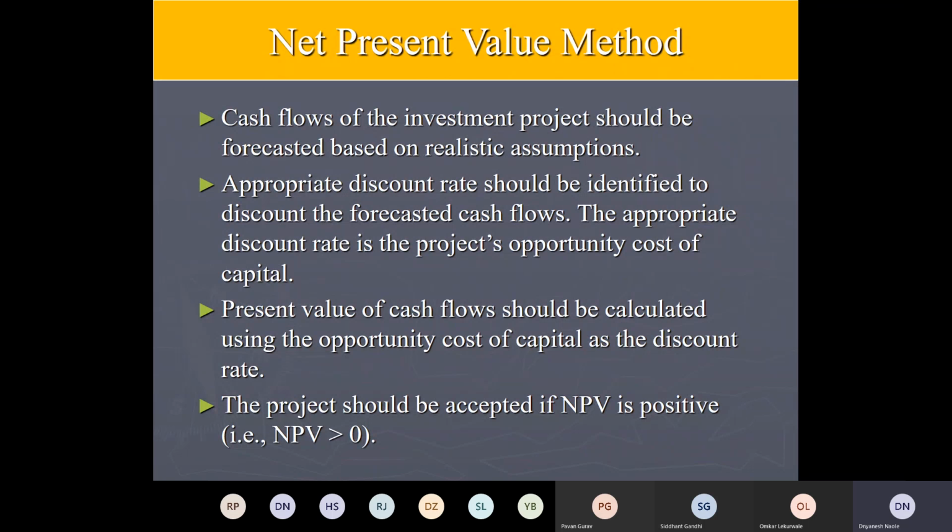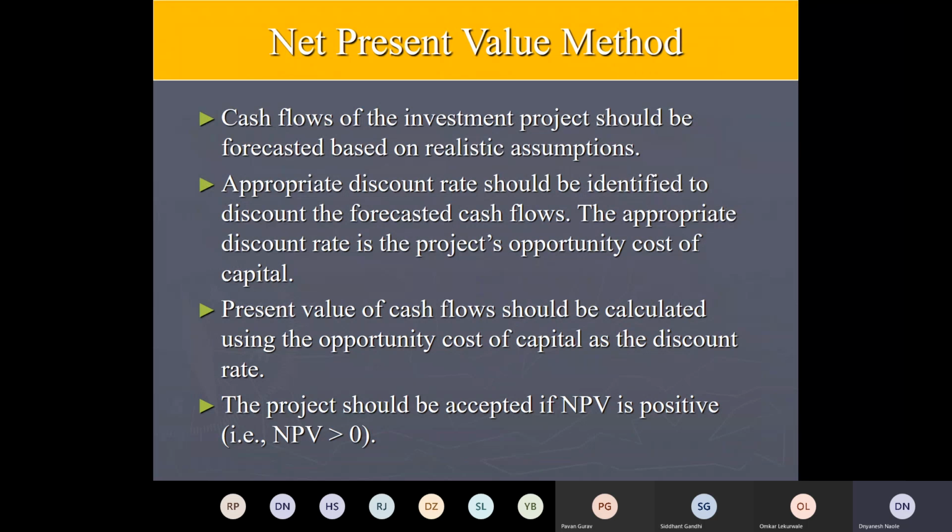Forecasting them. Then an appropriate discount rate should be identified to discount the forecasted cash flows. That is what I was telling you, the interest rate basically. We are taking a value of 10%, but how did it come? That is another thing to analyze, and it has to be properly found out so that we can get the true profitability. That is nothing but the opportunity cost of capital.